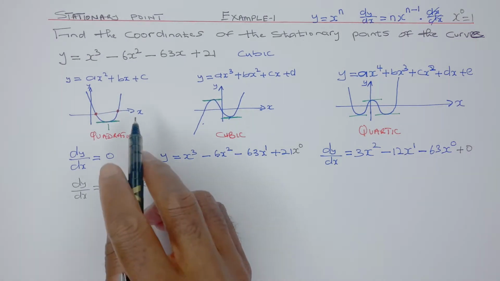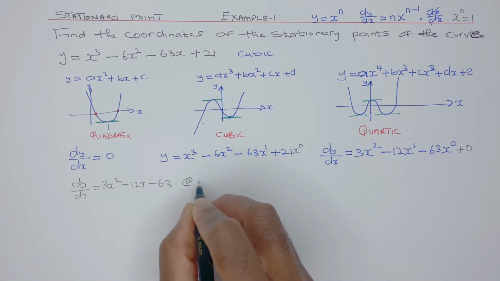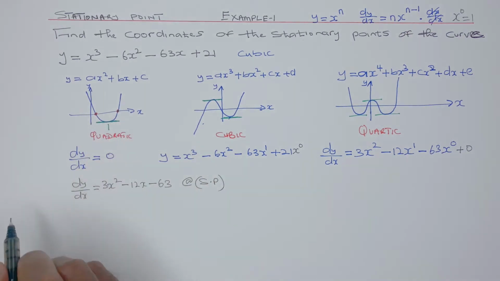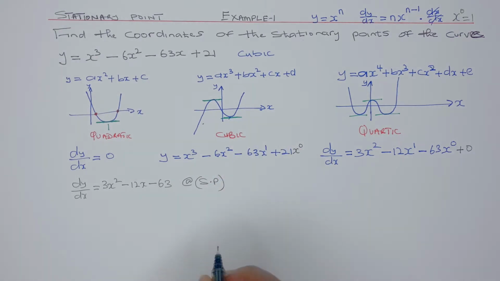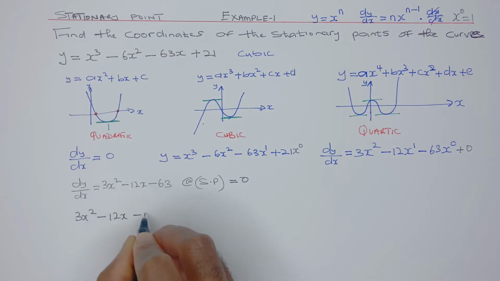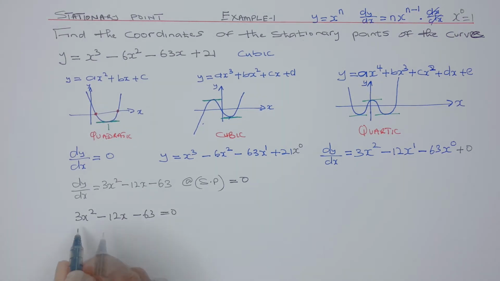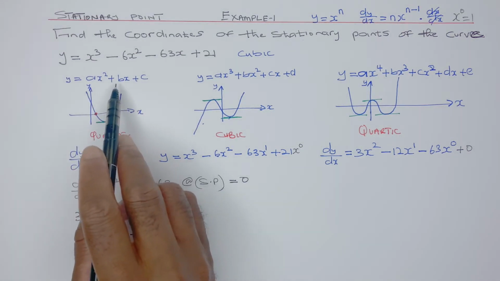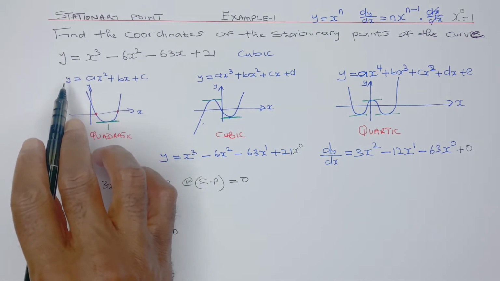So now, at the stationary point, which is the turning point in this case, that's a turning point, that's a turning point, dy/dx equals 0. 3x squared minus 12x minus 63 equals 0. We need to divide both sides by 3. That's a common factor here. x squared minus 4x minus 21 equals 0. So that reminds me of a quadratic where y equals 0.